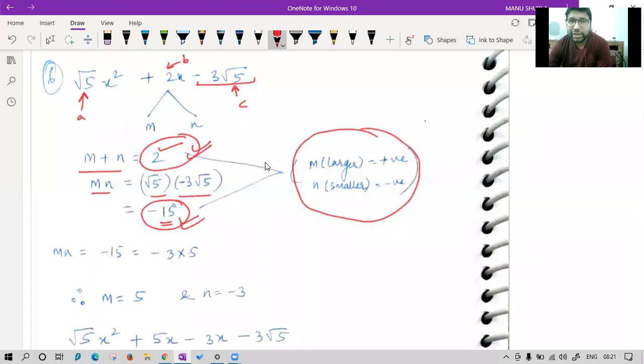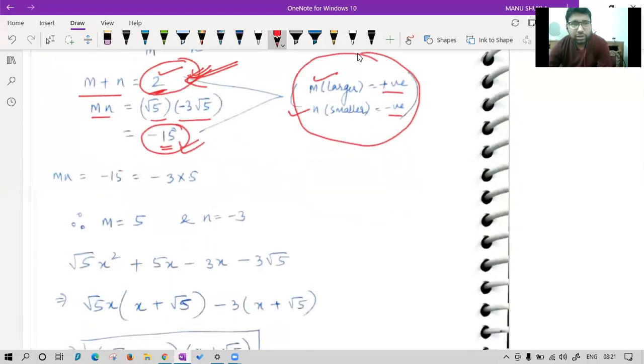And since the sum is positive, the positive number must be larger. It is possible only when the positive number is larger. That's how I understood this from here. After understanding that m is positive and n is negative, I proceeded forward and found that mn can be prime factorized as minus 3 into 5. So the only two numbers are 5 and minus 3.